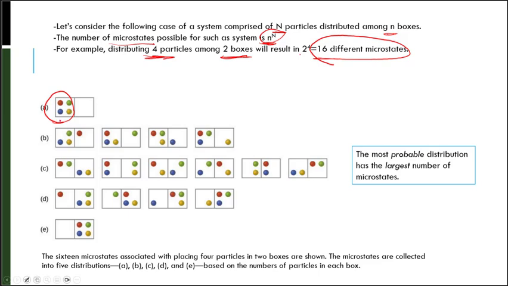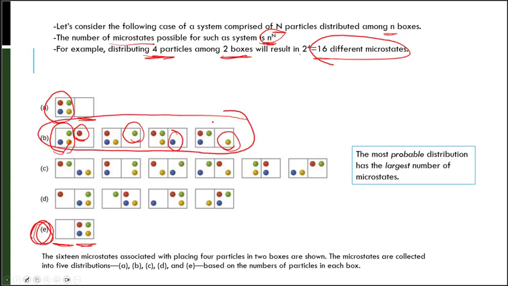Here's one option. I could have all 4 of these particles in one box and none in the second box. I could also have the reverse, none in the first and all 4 in the second. I could also have 3 particles in one box and a red on the right. I could have 3 particles on one side and the green on the right. I could have a blue on the right. I could have a yellow on the right. So that's 4 options. I could also have 2 and 2, and instead of red and green on the left, I could have red and blue on the left. I could have red and yellow on the left.